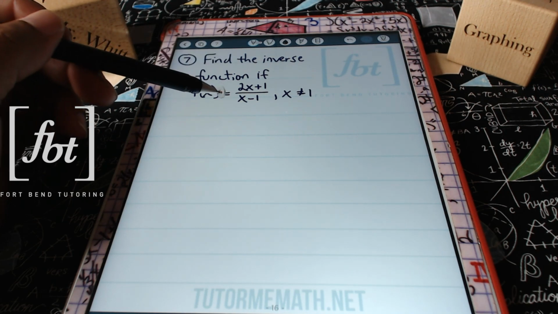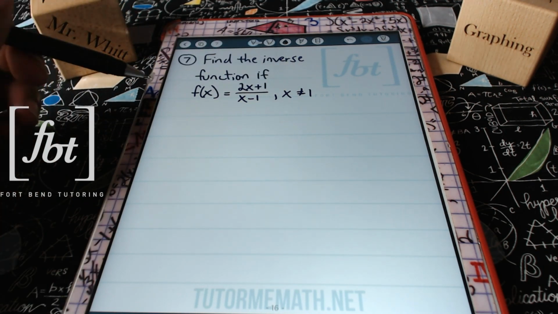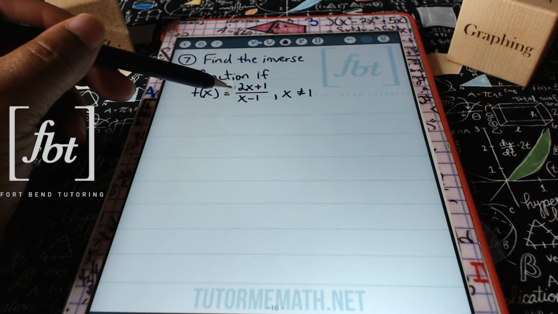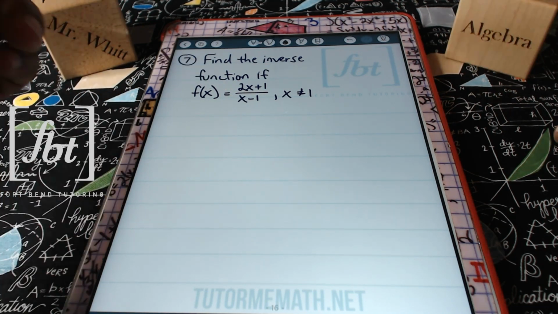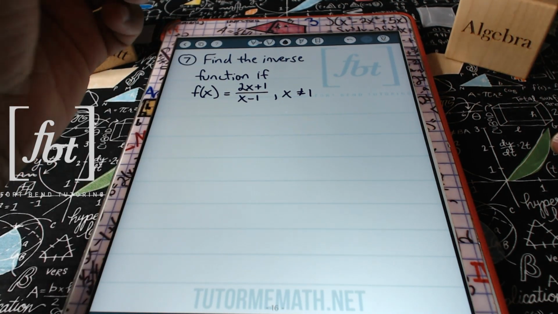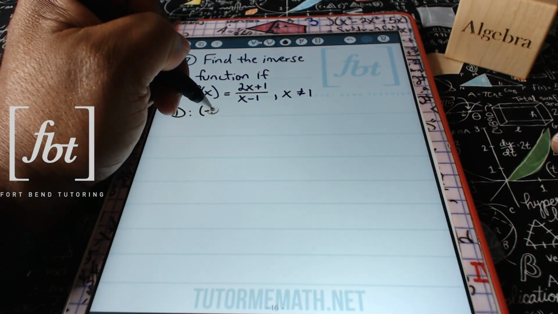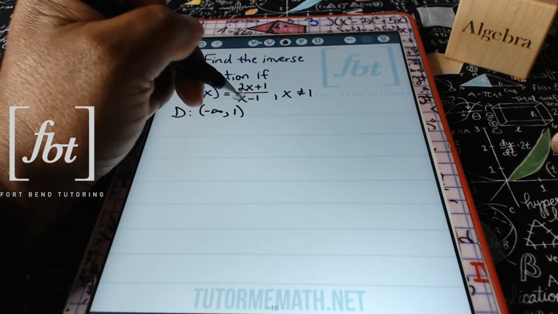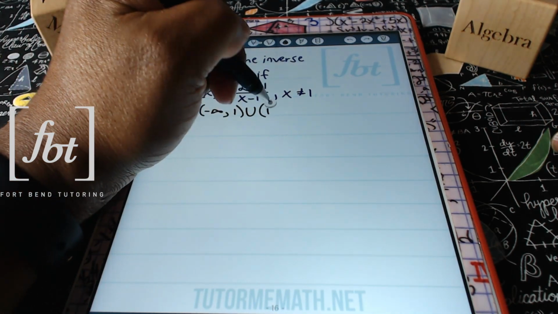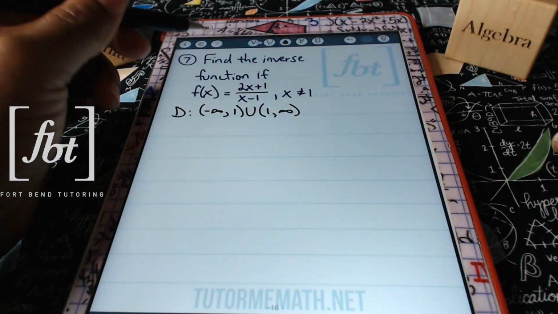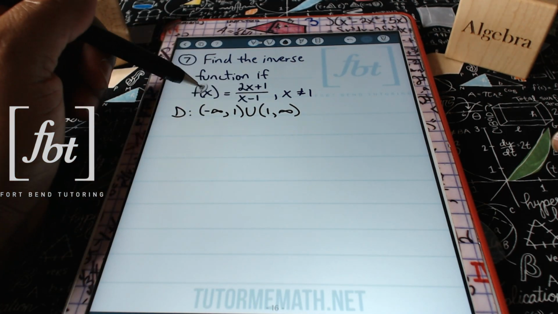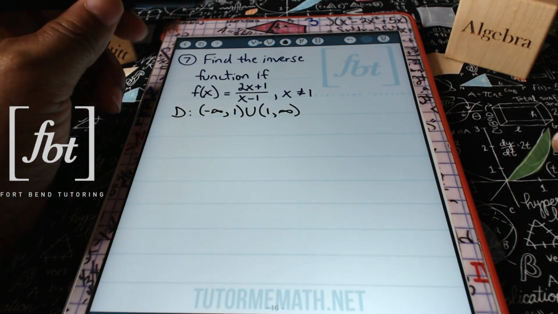All right, for problem number 7, we have a rational function in the form of a polynomial divided by another polynomial with the restriction that x cannot equal 1 because that would make the original rational function undefined. So what we're going to do then is we can state that the domain of the original function is going to be from negative infinity to 1, not including 1, union 1 to positive infinity. See, we're excluding the 1 by not including any brackets in our interval notation.